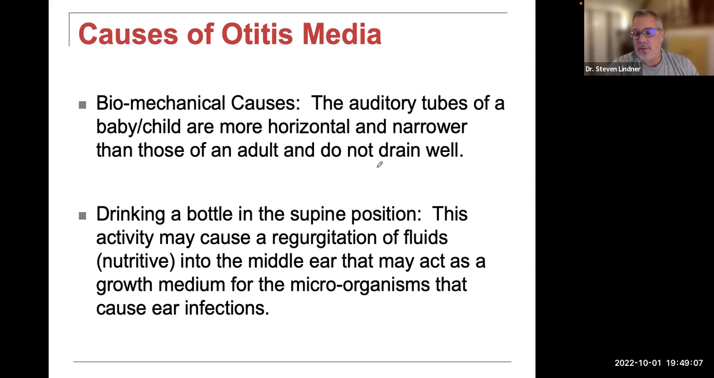This becomes a problem when they're horizontal because when parents are bottle feeding a baby in the supine position, a lot of the fluids can stagnate in the middle ear and not drain. So when you get the stagnation of bacteria inside the ear, you can get these microorganisms that can cause ear infections. And that's why it's not the best to bottle feed a baby with the baby horizontal. It should be upright. And instead of tilting the baby, you tilt the bottle. That's why a lot of the bottles today look like hockey sticks.